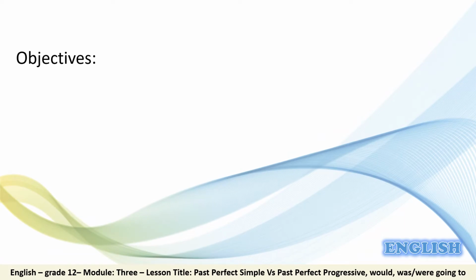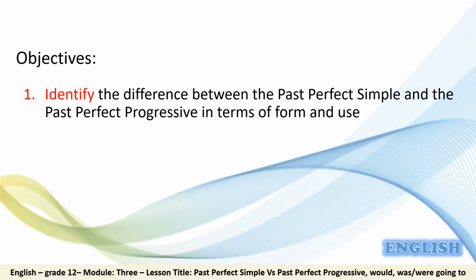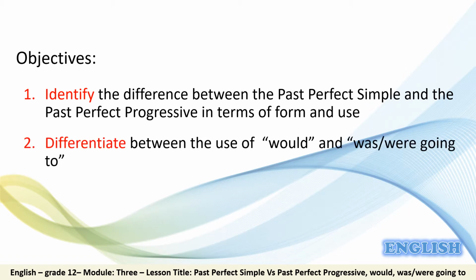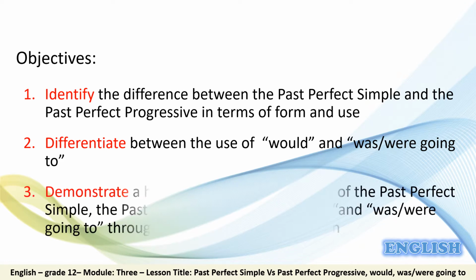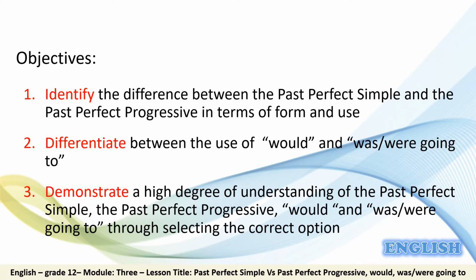Today's lesson has 3 learning objectives. By the end of this video, you'll be able to first identify the difference between the past perfect simple and the past perfect progressive in terms of form and use. Second, differentiate between the use of would and was, were, going to. And finally, demonstrate a high degree of understanding of the past perfect simple, the past perfect progressive, would and was, were, going to through selecting the correct option.